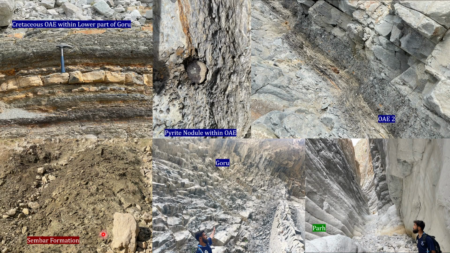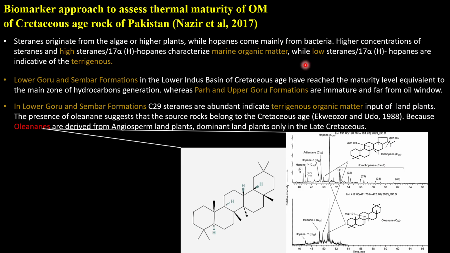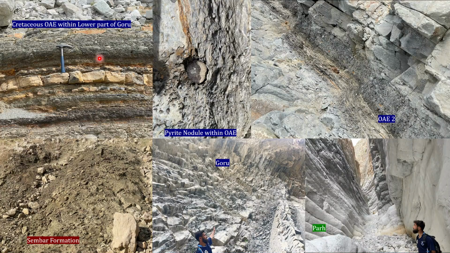This is the Sembar formation, which is a darker colored shale, and it is a heterogeneous environment. It means the sterane to hopane ratio will be low. If there is a low sterane to hopane ratio, it means that it is a heterogeneous environment. And this is the Parh formation, in which the sterane to hopane ratio will be high, and this is the Goru formation of the upper part of the lower part.